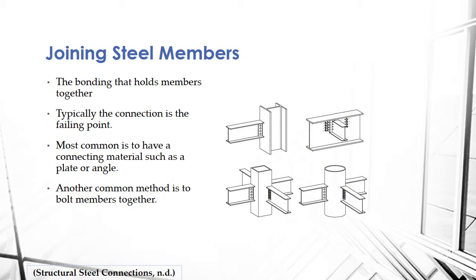Next, we have joining steel members, the bonding that holds members together. Typically, the connection is the failing point. Most common is to have connecting material such as a plate or an angle. Another common method is to bolt members together. If you look to the right, these are obviously bolted together.